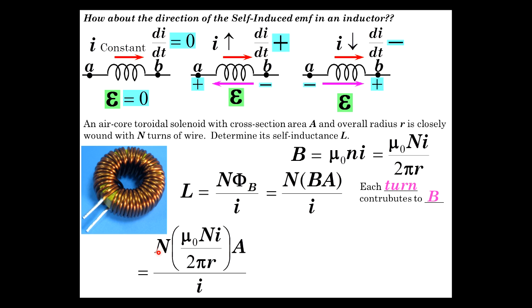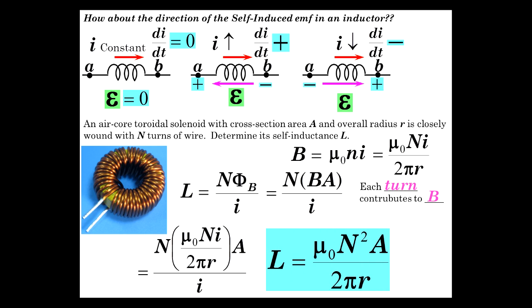Notice N appears twice. The self-inductance is proportional to N, and then the B field itself is proportional to N. So the number of turns really affects this. Like with mutual inductance, where the mutual inductance of 2 coils is proportional to the turns of each one, same idea here. And so we have that the self-inductance is mu_0 N squared A over 2 pi r.